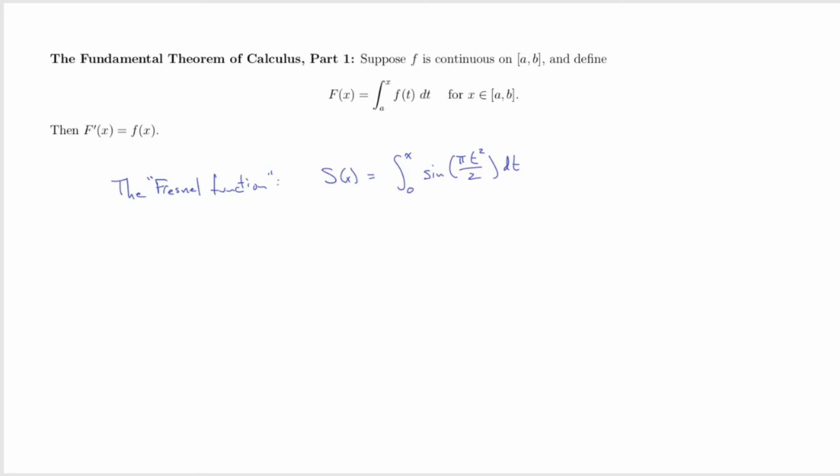And suppose that you're working on some physics problem, some optics problem, and you're given the Fresnel function and you need its derivative. Well, couldn't be easier. This is what the fundamental theorem of calculus part 1 says. It says that its derivative is just the function that you're integrating. So capital S prime of x is the sine of pi x squared over 2, done. I had no more work to do.